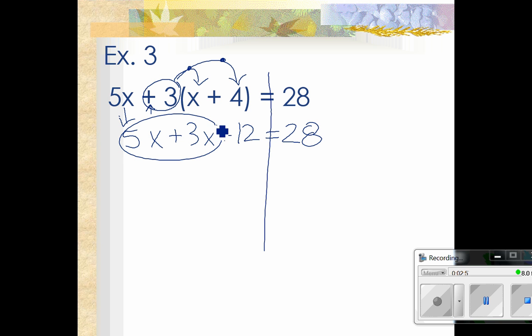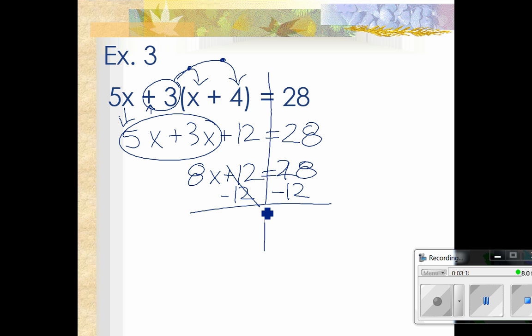Then we can combine like terms. 8x plus 12 equals 28. Subtract 12 from both sides. Bring down the 8x. When you subtract this, you get 16. Divide both sides by 8. x equals 2.